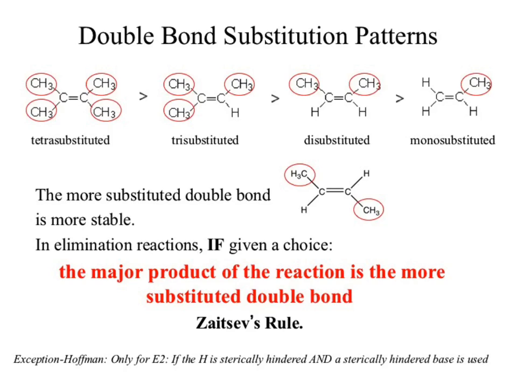Right? The exception does get a name. Why? Well, because almost everything follows Zaitsev. The instant we find some weird case where it doesn't follow it, they get to attach their name to it. The person that did it, Hoffman. So in very particular circumstances, if the hydrogen is sterically hindered, and we use a sterically hindered base, then and only then will we get the less substituted double bond, or really the least substituted double bond.